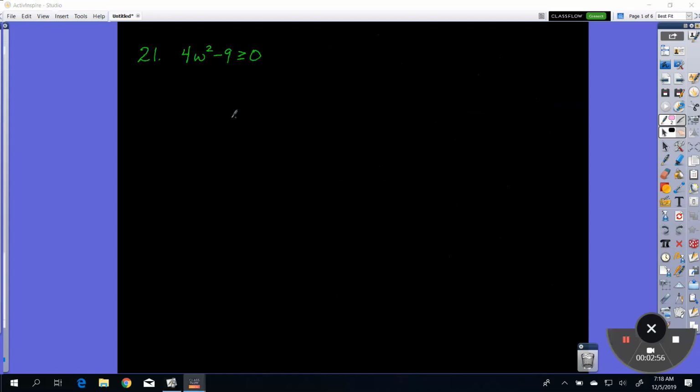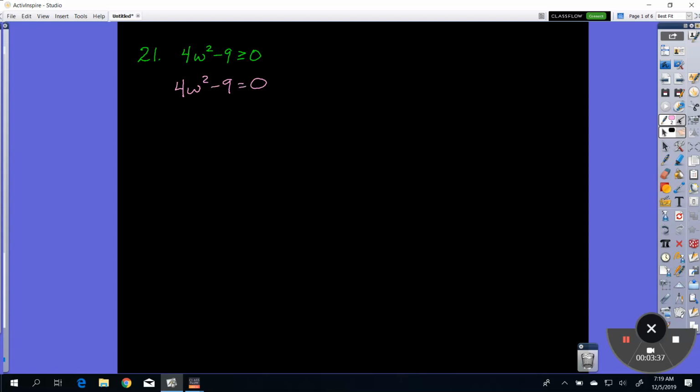So we'll do a bunch of these together because that's the easiest way for me to help you understand what's happening. So number 21, I haven't figured out what all your assignment is yet, but these ones were going to be part of it. So on 21, it has 4w squared minus 9 is greater than or equal to 0. So the first thing we need to do is find our critical values, critical numbers. So we solve this as though it were an equal sign. We do it exactly the same as though it's an equal sign.